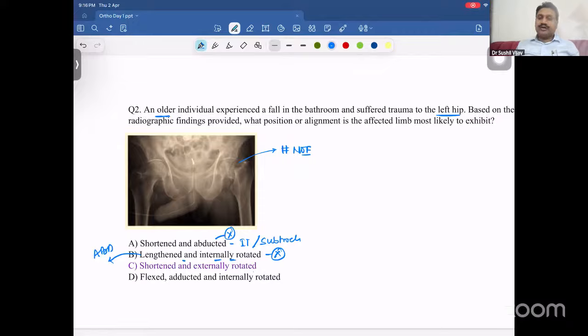Shortened and externally rotated. Shortened because it is being pulled up, and it is externally rotated because there are abductors and external rotators working on this GT region, right? And flexed, adducted and internally rotated. Flexion, adduction, internal rotation. It is usually related to what kind of dislocation? Can you make out? If you can make out adduction and internal rotation, that will usually be the posterior dislocation, right?